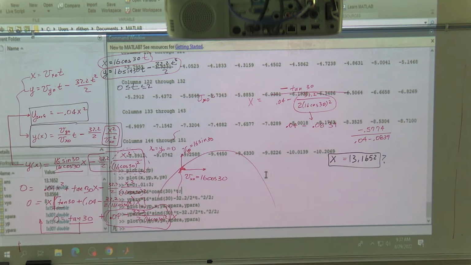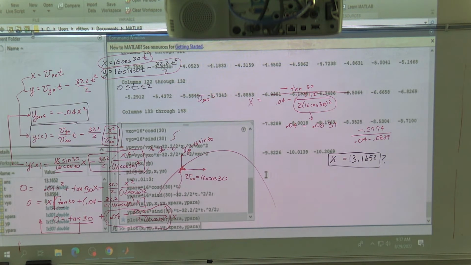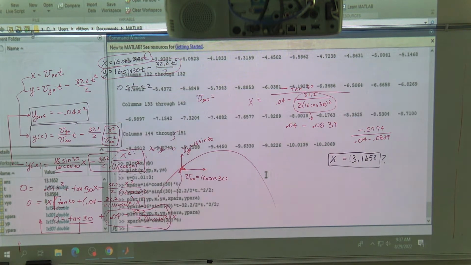I'm going to go back into my, now the x parameter, well, I guess I could have messed up the x parameter. Let's look at the x parametric. So there's my x parametric.